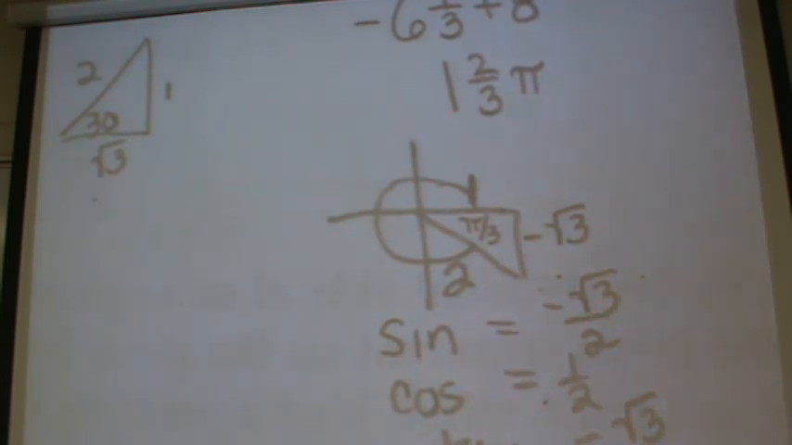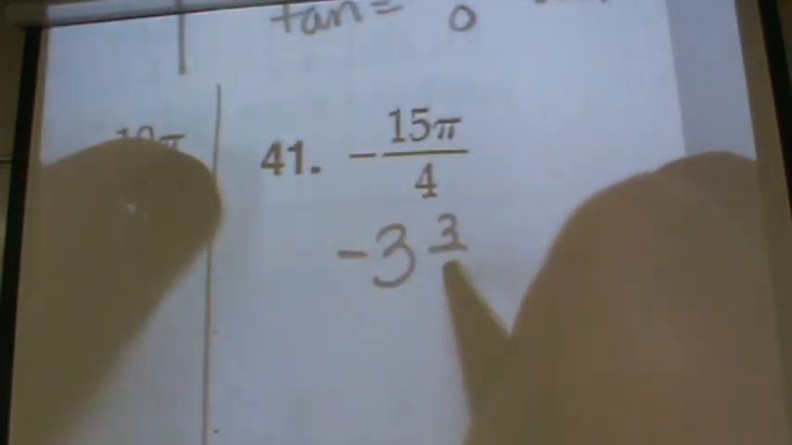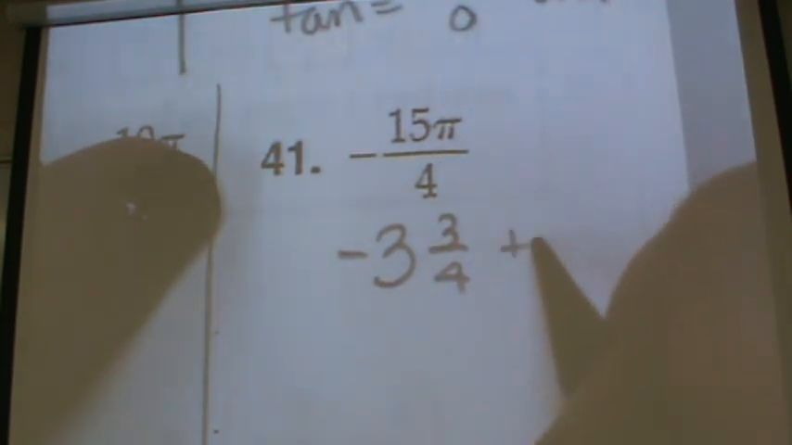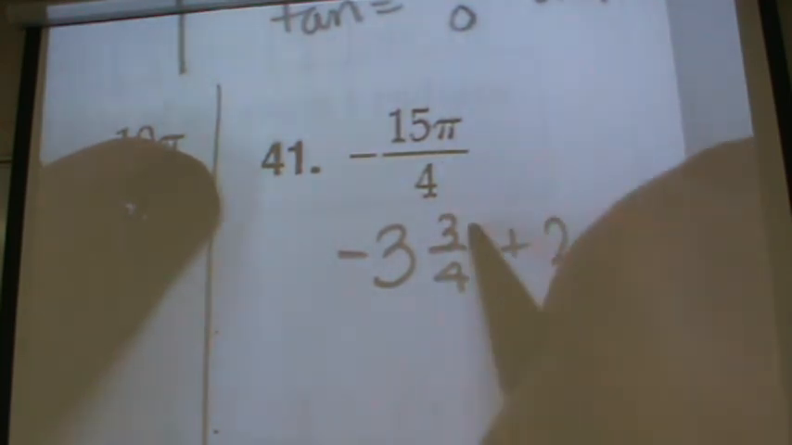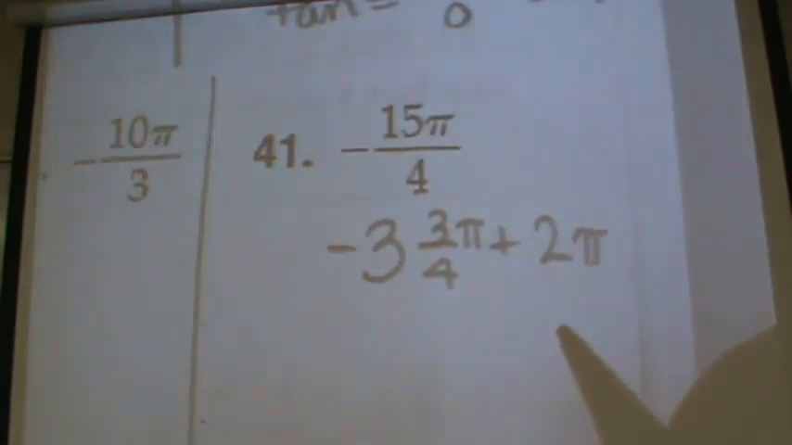41. What do you do for 41? 3 and 3/4. So I'm going to add 2 pi to this. Why don't you add 4? Because you want multiples of 2: 2, 4, 6, 8.